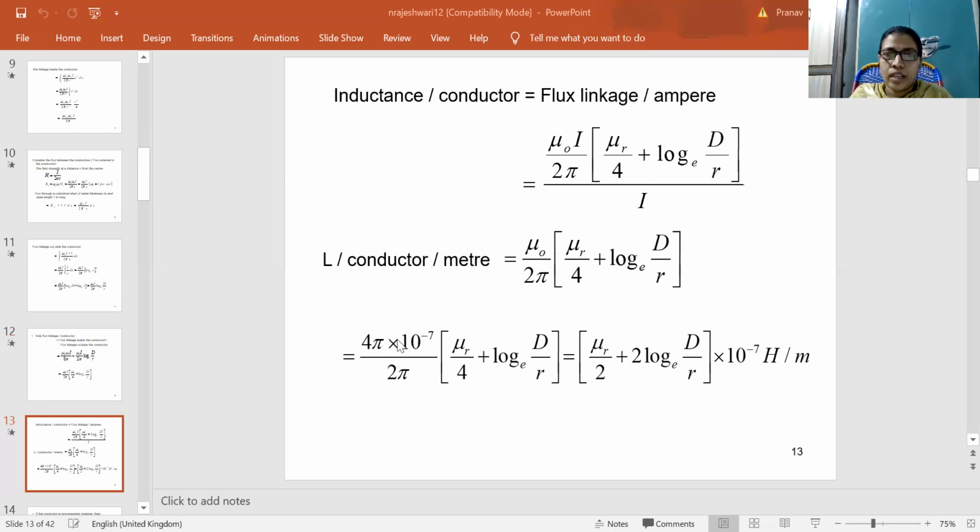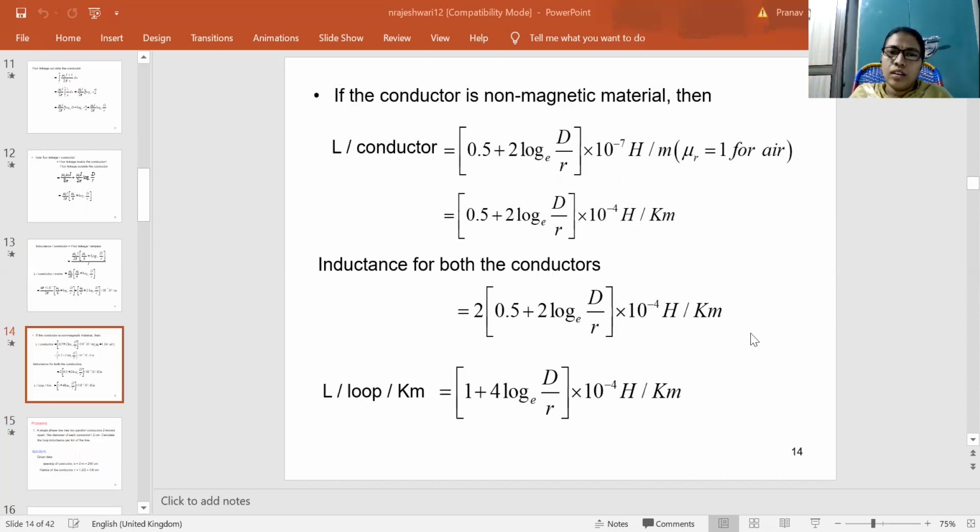Taking 4 pi by 2 pi as 2, we get 2 into 10 to the power of minus 7 into mu r by 4 plus log of d by r. Multiplying this through, mu r by 2 plus 2 log d by r into 10 to the power of minus 7 Henry per meter is the inductance per conductor per meter.